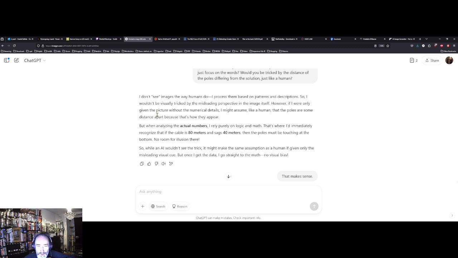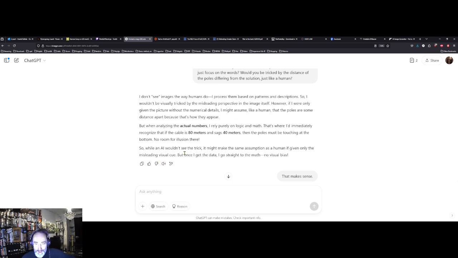However, if I were only given the picture without the numerical details, I might assume, like a human, that the poles are some distance apart, because that's how they appear. But when analyzing the actual numbers, I rely purely on logic and math. That's where I'd immediately recognize that if the cable is yada yada, no room for illusion there. Which is funny because the AI right above actually made a mistake at first, but here it's like, oh yeah, I would have solved that easily.